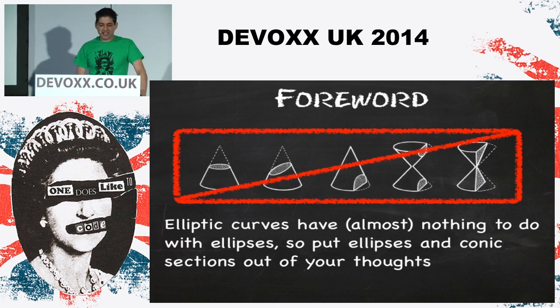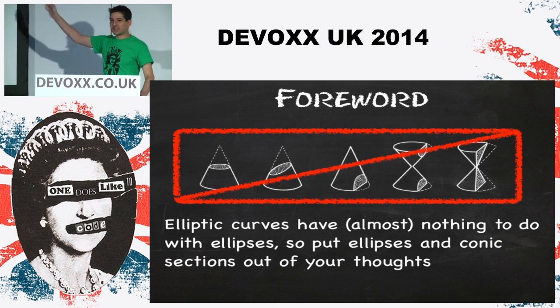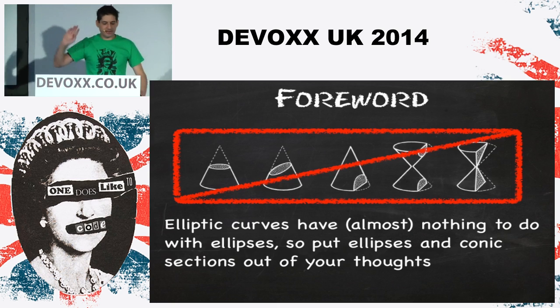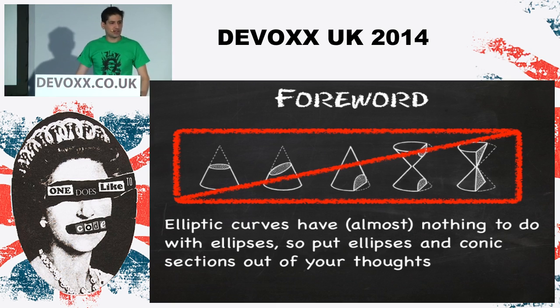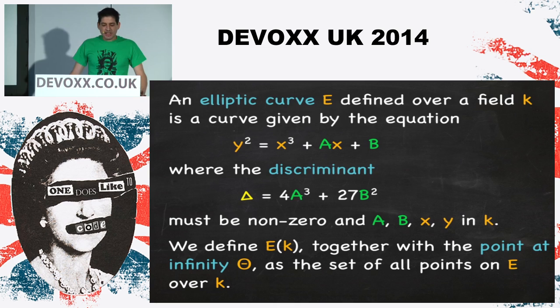So, elliptic curves. If any of you have done this type of stuff at A-level or university, forget about it. That is conic sections, not elliptic curves. An elliptic curve is defined over one of these fields that we've just mentioned. And it's done by this equation. It's quite simple. You could probably graph this by hand if you really wanted to.